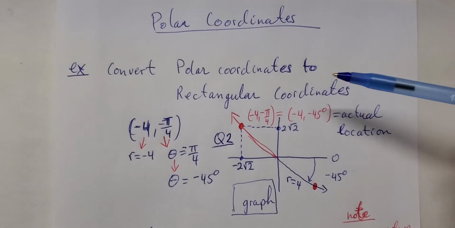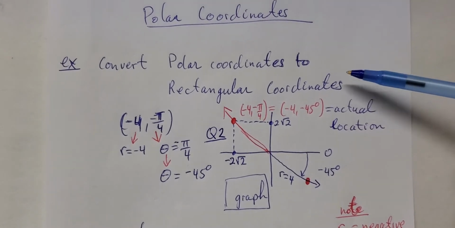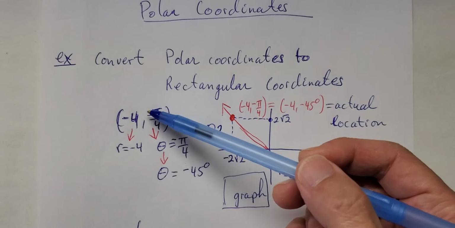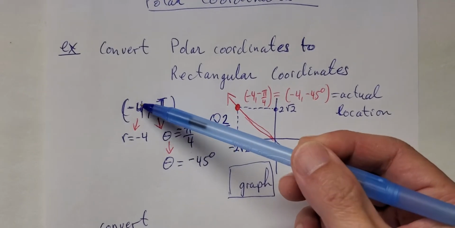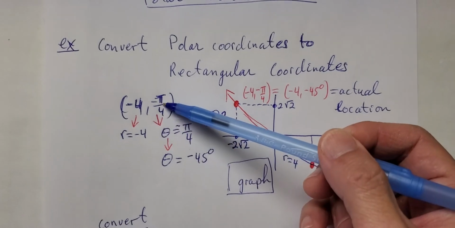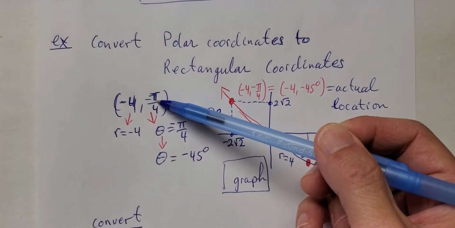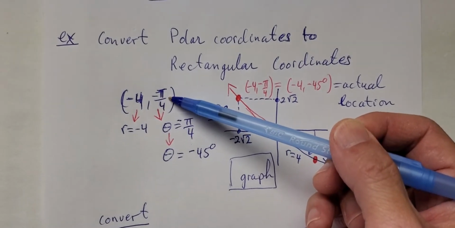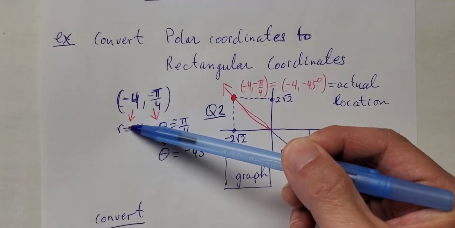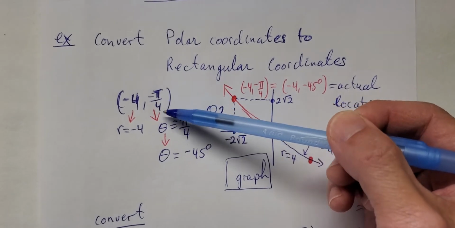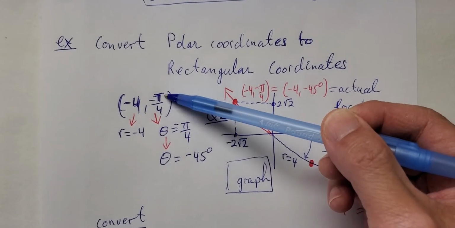Here we have an example: convert polar coordinates to rectangular coordinates. So this is the example. This is what a polar coordinate looks like. You have a number followed by an angle in radians. The first value is the r. The second value is your angle, and it's always in radians.